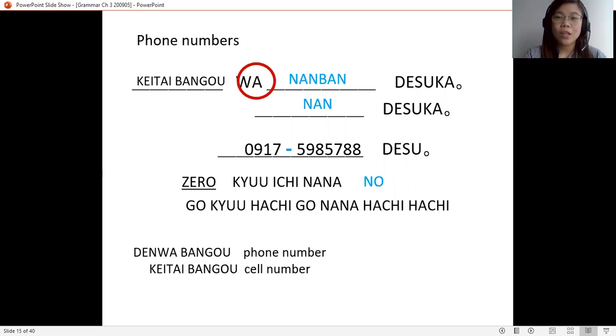So you'll just follow the same pattern for our copula interrogative. Ketai bango wa nanban desu ka? Or ketai bango wa nan desu ka? Just remember the placement of the interrogative. It will always be in the B part.